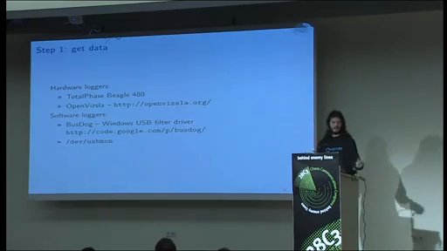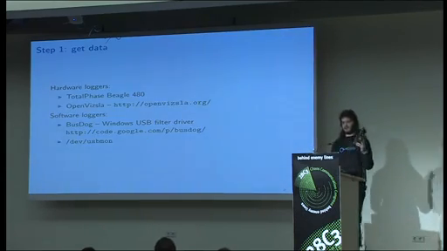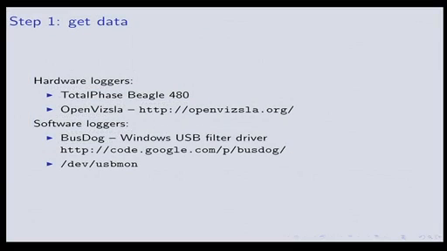So here's what we did for the Kinect. There are various ways to capture the transfers that go back and forth. You can get inline USB sniffers. There's a commercial product called the Total Phase Beagle 480. It costs $1,200 US. I don't own one.